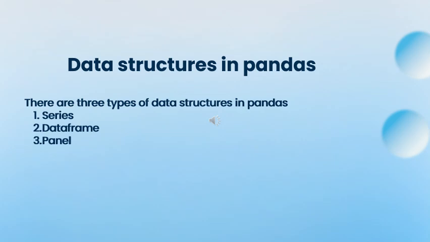Here we are going to discuss data structures in pandas. There are three types of data structures in pandas. They are series, data frame and panel. We'll be discussing only series and data frame, as it is according to the syllabus of CBSE.